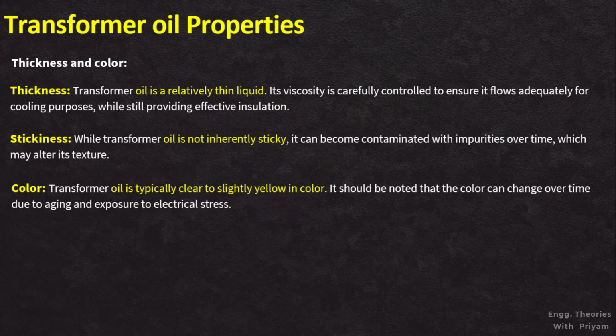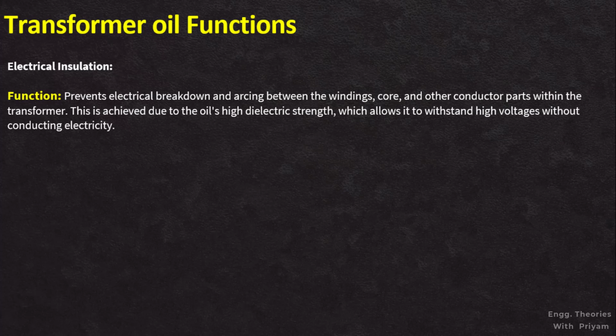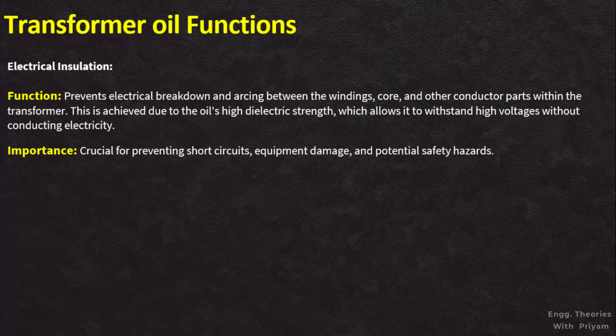Let's see some of the important functions of the electrical transformer oil. First function that the oil serves is electrical insulation. It prevents electrical breakdown from arcing between the windings, core, and other conductive parts within the transformer. This is achieved due to the oil's high dielectric strength, which allows it to withstand high voltages without conducting electricity. It is important for preventing short circuits, equipment damage, and potential safety hazards.